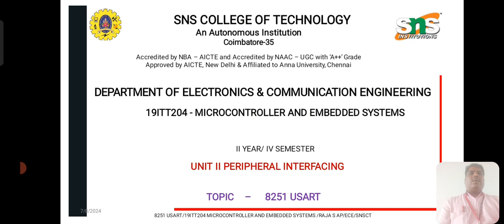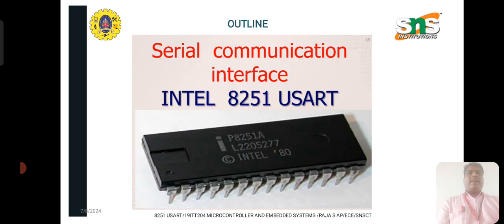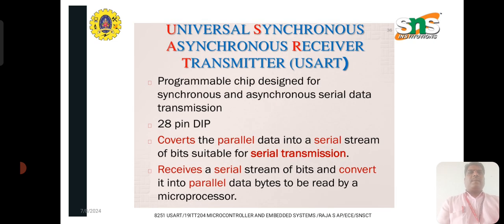In this YouTube video, I am going to discuss the 8251 USART. USART means Universal Synchronous Asynchronous Receiver Transmitter. It is a 28-pin dual in-line package IC, in general represented as 8251. It is made by Intel Corporation. It is a programmable chip designed for synchronous and asynchronous serial data transmission. It consists of 28 pins. Later I will tell what the individual 28 pins are.